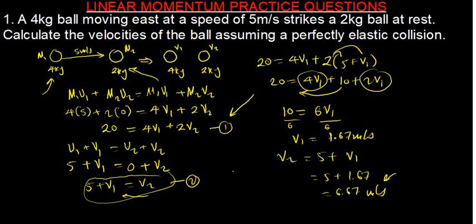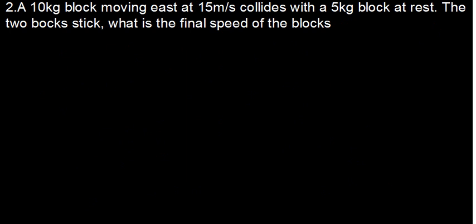All right. A second question given: a 10 kg block moving east at 15 meters per second collides with a 5 kg block at rest. So we have a first block which has a mass of 10 kg and it is moving east at a velocity of 15 meters per second, and then it collides with another mass, which is a 5 kg mass, which is at rest. And then after this collision, these two stick.